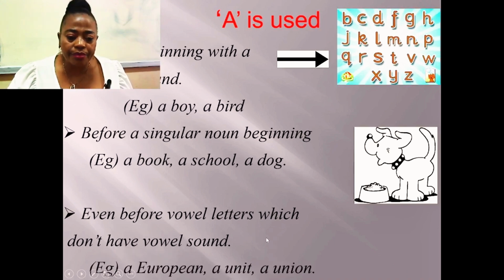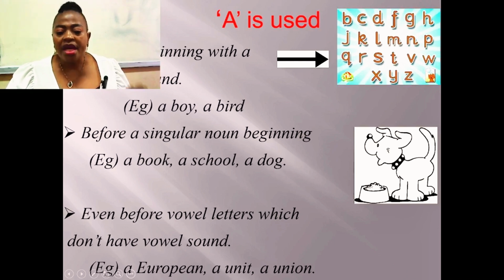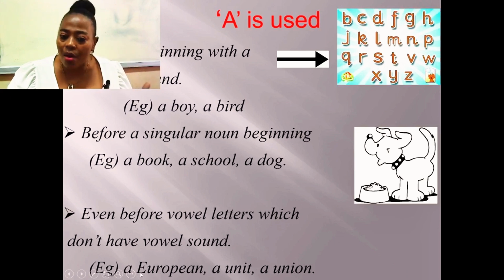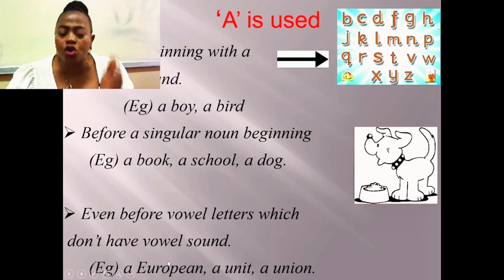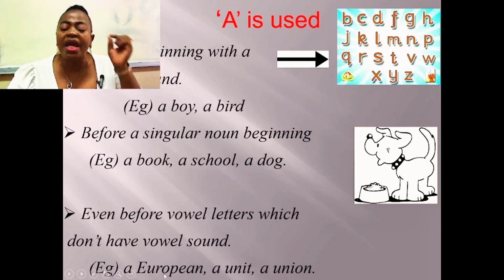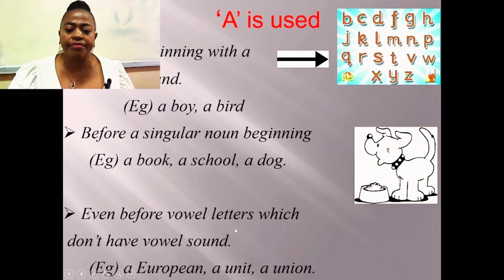For example, a European, a unit, a union. E here is a vowel letter. So, European starts with the y sound. Yen, y sound. Unit, y sound. Union, y sound. Even though U and E are letters used in vowel sounds, in their pronunciation they don't begin with vowel sounds. They begin with consonant sounds. So, because they begin with a consonant sound, they must have A. They cannot have AN. Okay.